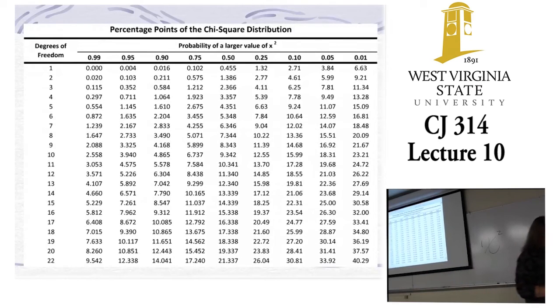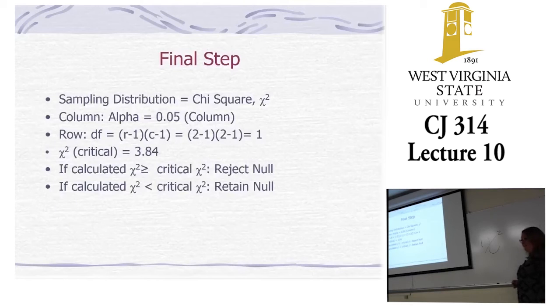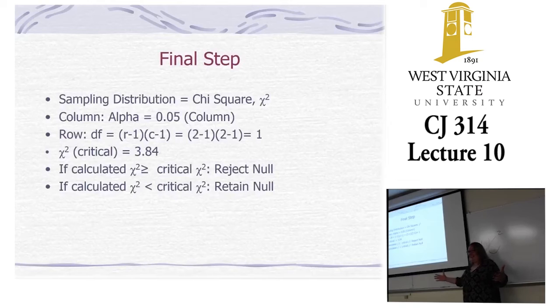Okay, we came up with a 10.78. Our critical chi-square is a 3.84. What do you think we're going to do with the null hypothesis? Calculated's larger than critical. Do we reject or retain? We reject. Same rule as T and F. Calculated is larger than critical, so we reject. Calculated smaller than critical, retain.